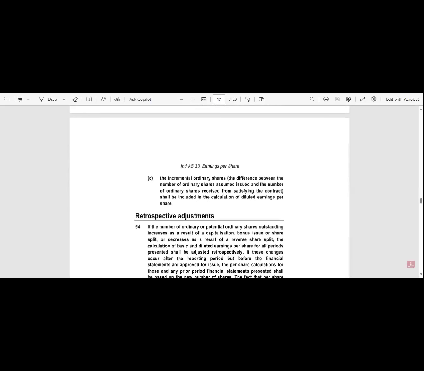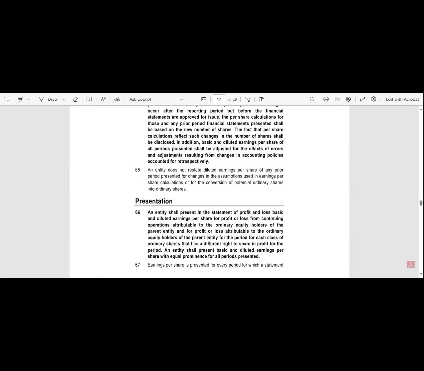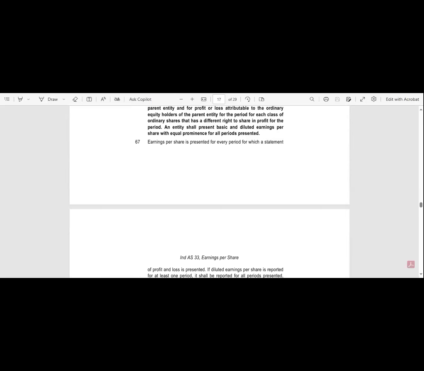I already shared the Indian Accounting Standard 33 PDF with you guys. Please download that PDF, and whenever you have time, please read it so you can thoroughly understand the concept of how we disclose the earnings per share in the financial statements. Now, next is the Indian Accounting Standard 108, so that we are going to understand.